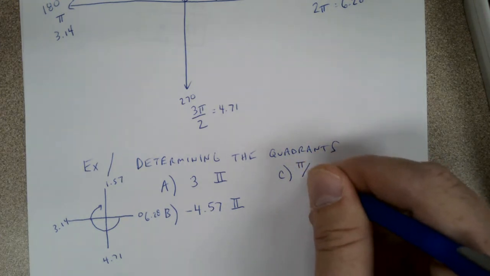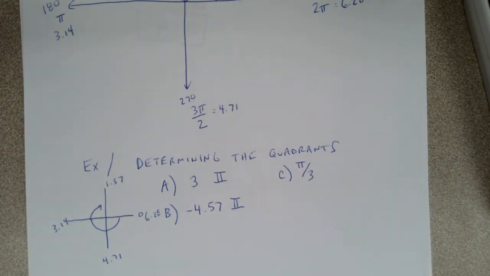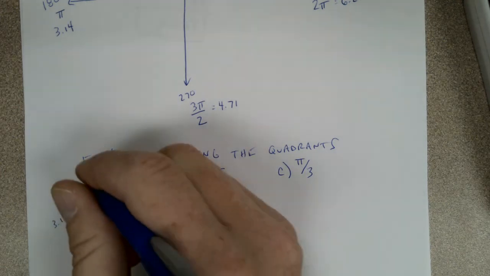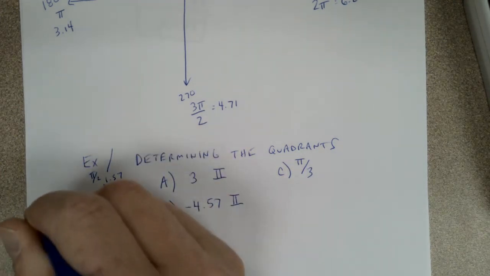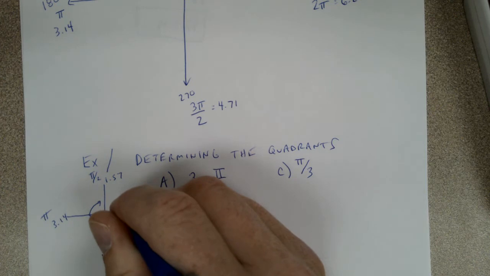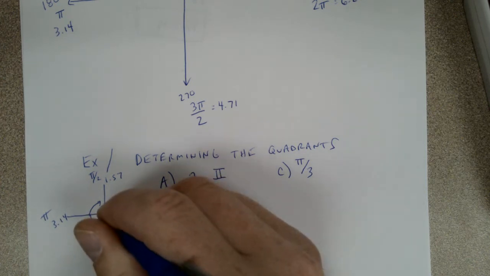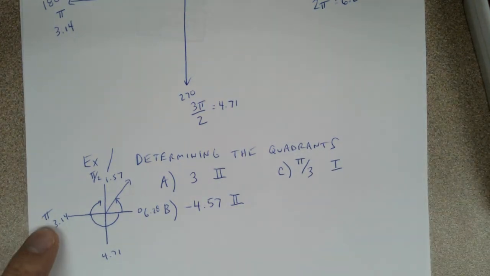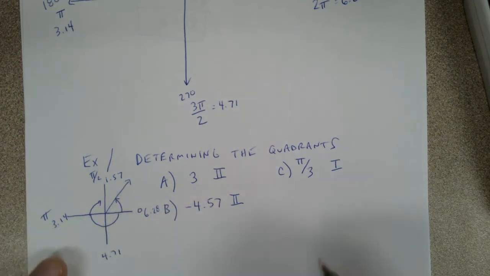How about you try this one? Pi thirds, what quadrant would that lie in? Again, we know this is pi halves, and here's pi, so pi thirds has got to lie in the first quadrant. Again, think about if I take 180 and divide it by 3, I know that 180 divided by 3 is 60, right? So 60 is going to lie in that first quadrant.